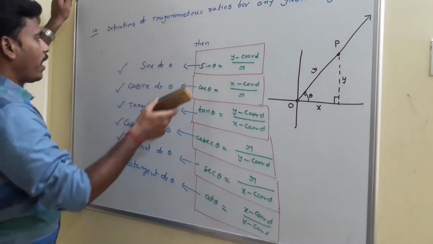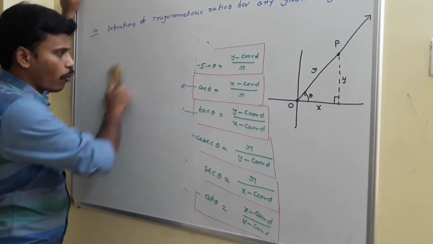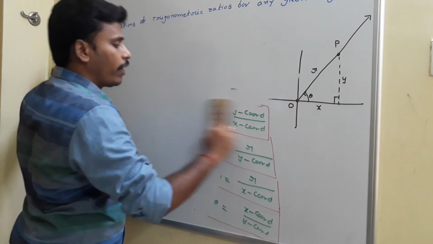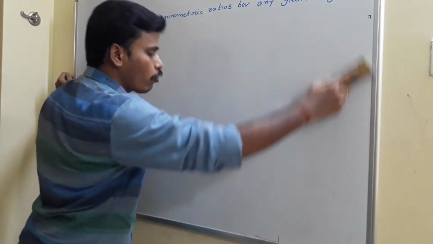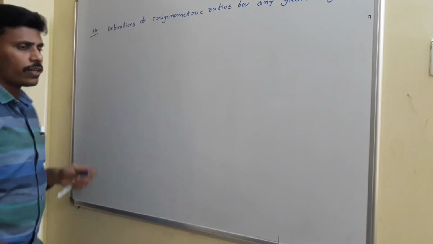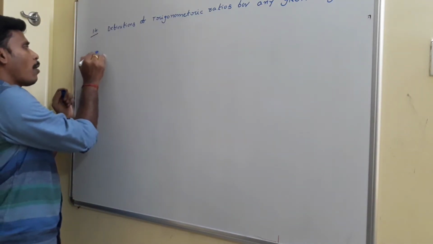Just keep everything in mind. I will give you an example, right? This is your 14th point related to the definitions of trigonometry, okay? Now I am going to find trigonometric values for some angles. The 15th point is an example to find the trigonometric values.